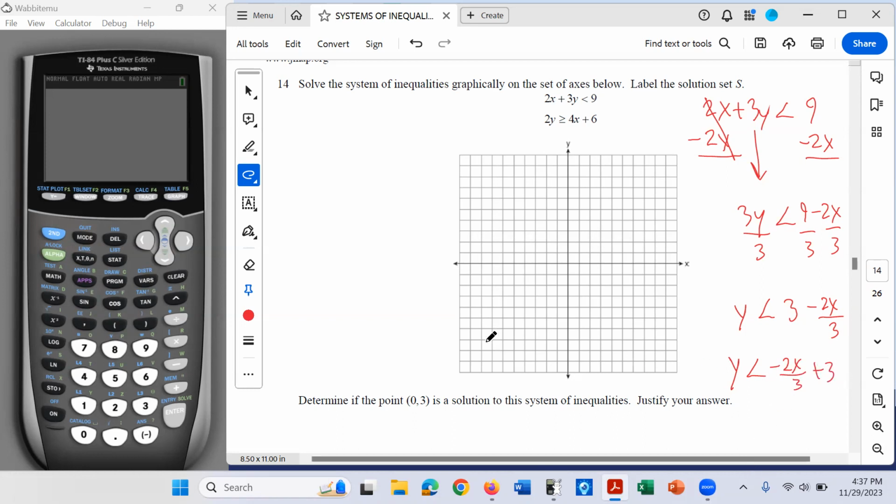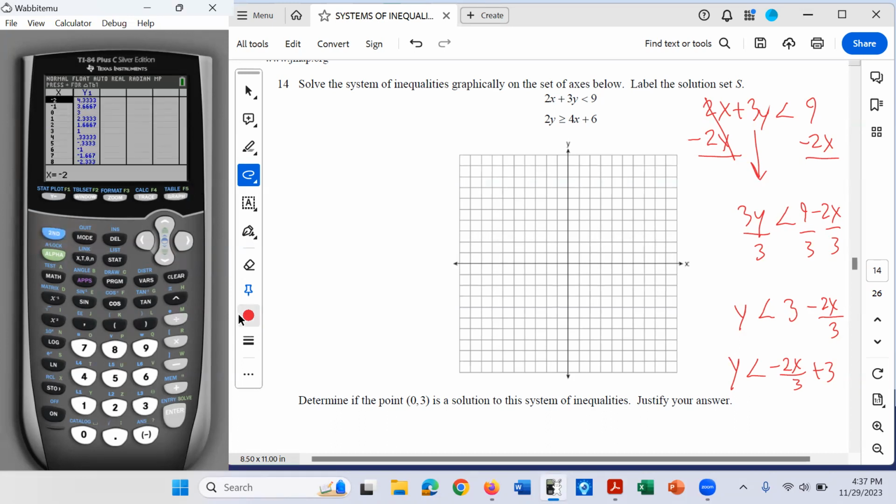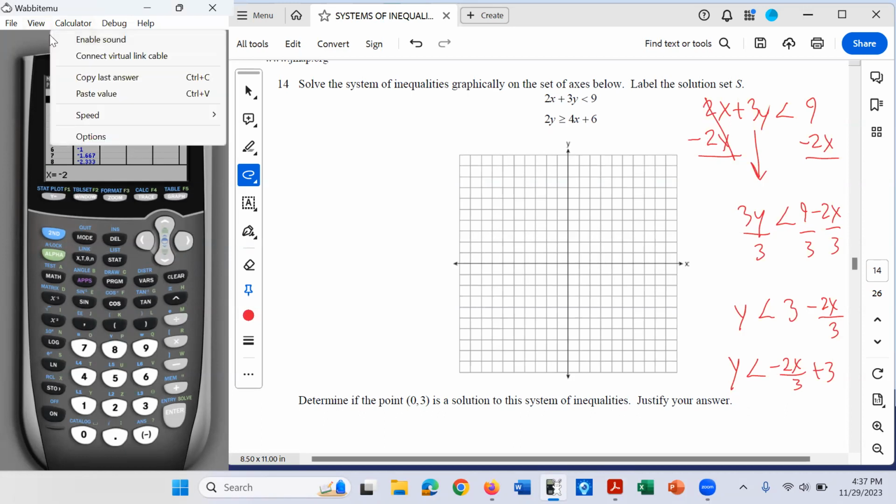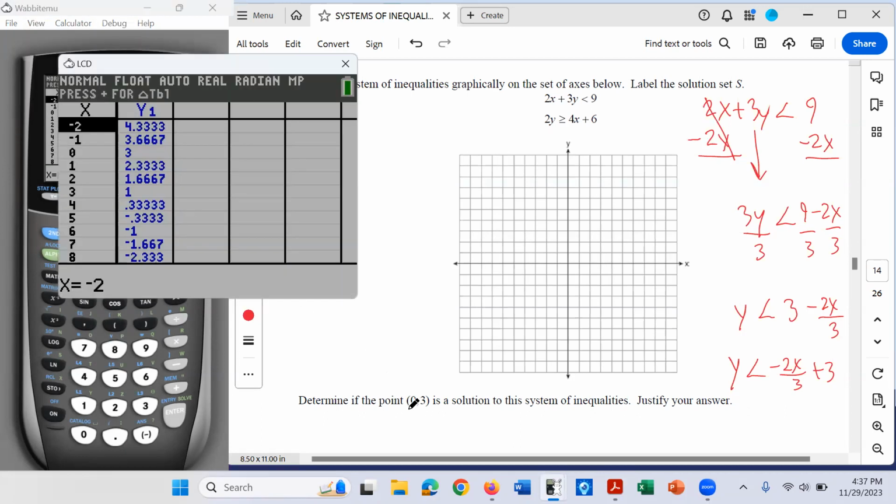Now, let's graph this. Go over to my calculator, make sure it's on, press y equals, clear out whatever is there, and I'm going to have negative 2x over 3. So I'm going to do negative 2x divided by 3 plus 3. And that's it. From there, I'm going to press second function and the graph button, and I get my points. Let me get that a little clearer, and I get the points.